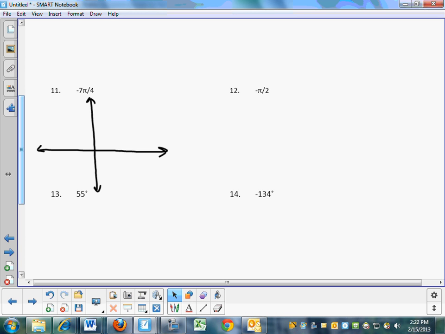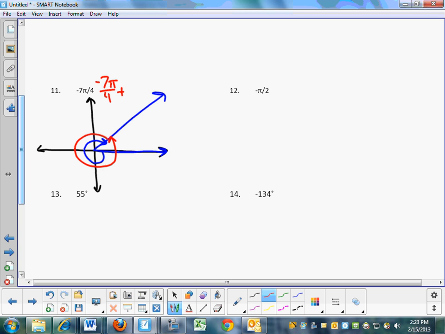Because negative 7 pi over 4 is negative 315 degrees. So negative 1 pi over 4, 2 pi over 4, 3 pi over 4, 4 pi over 4, 5 pi over 4, 6 pi over 4, 7 pi over 4 right there. So if I want to find a positive one, I'll start at that negative 7 pi over 4 and add 2 pi onto that. In radians, that would be 8 pi over 4. Negative 7 pi over 4 plus 8 pi over 4 is pi over 4.